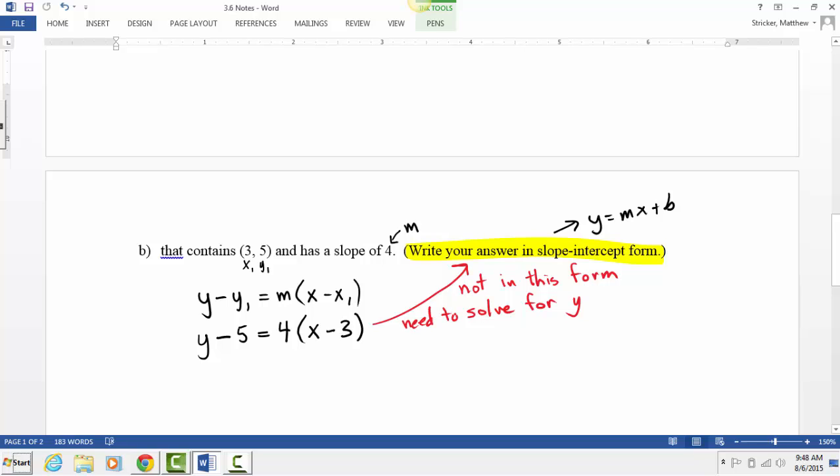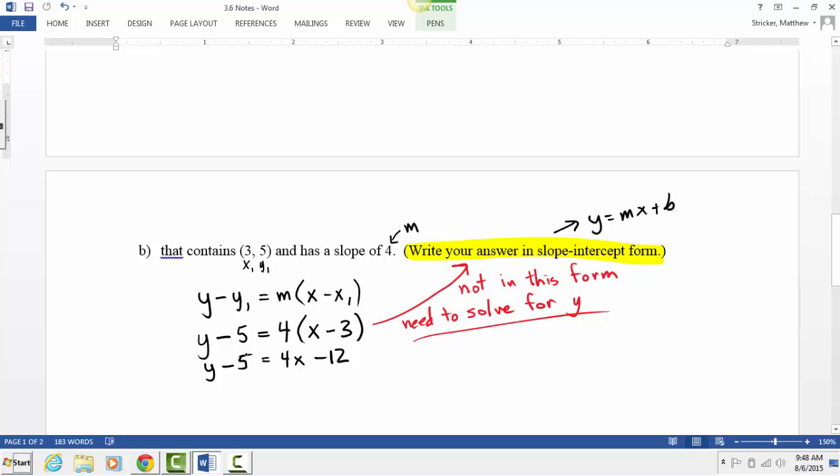Need to solve for y, which we should all know how to do. We know when we're solving equations, the first thing we want to do is get rid of parentheses. So if I distribute, I have 4x minus 12. We should all be comfortable doing that.